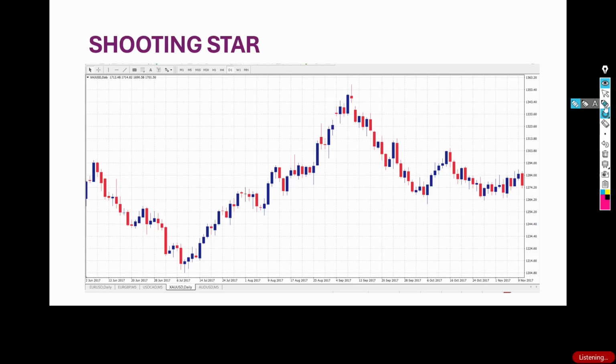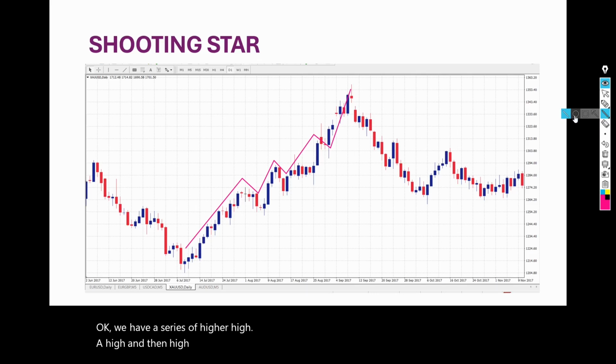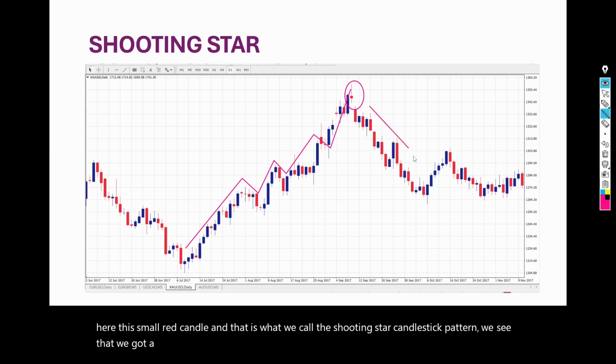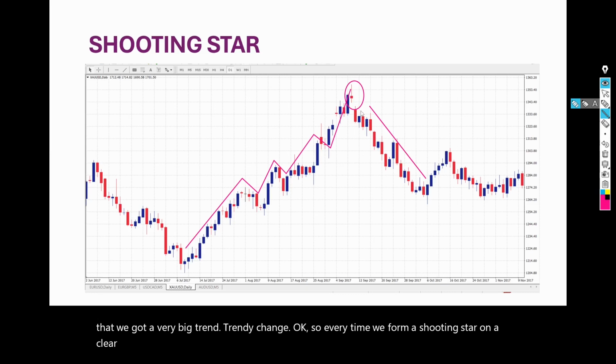So hi everyone, we can see on the current chart that we are having a clear uptrend right here. Okay, we have a series of higher highs and then higher low patterns. But again, on top of that, after forming this candle right here, this small red candle, and that is what we call the shooting star candlestick pattern, we see that we got a very big trending change.